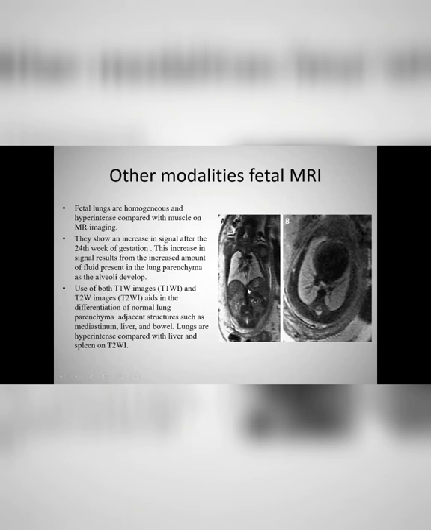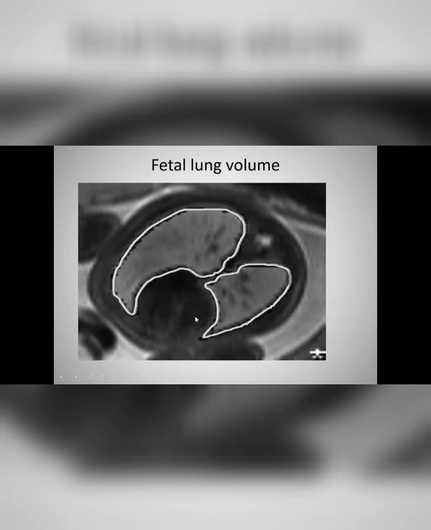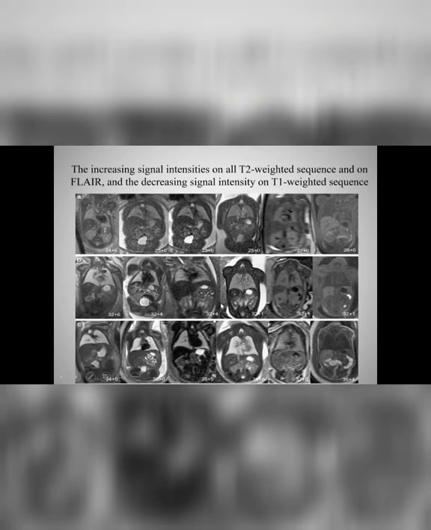And so also the lung expansion, as I said in ultrasound. This is the fetal lung volume, as we measure by MRI. Same as ultrasound, we can take many slices and add them in the end to calculate the fetal lung volume. And this is the increased signal intensity in all T2 weighted sequences and on FLAIR image, and decreasing signal on T1 weighted image. So the signals are increasing on T2 weighted images and the other sequences, and decreasing on T1 weighted images.